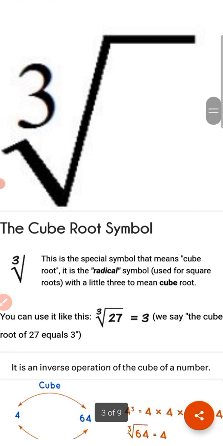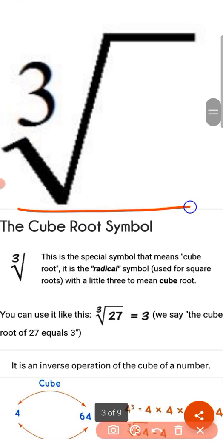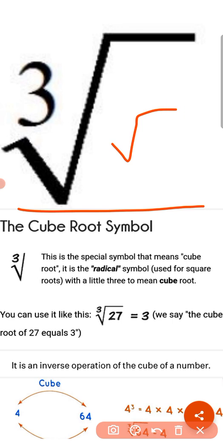Children, this is the symbol for cube root. This is the radical sign, radical symbol. And write a 3 like this. This 3 means cube root.